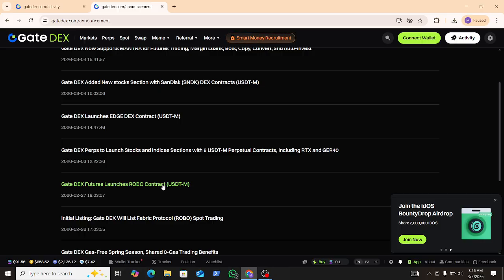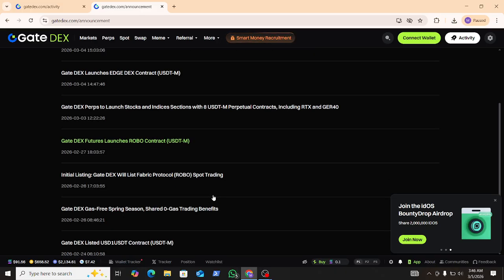Gate DEX launch. KDX preps to launch a stock and indices section with 8 USDT-M perpetual contracts including RTX and GER 40. KDX futures launches ROBO contract USDT-M.